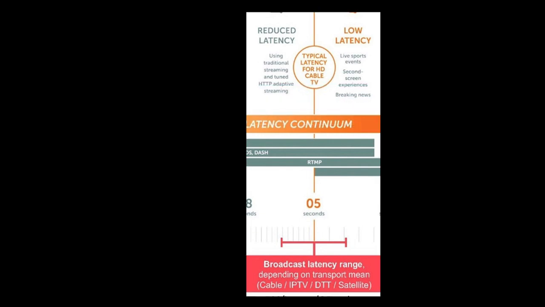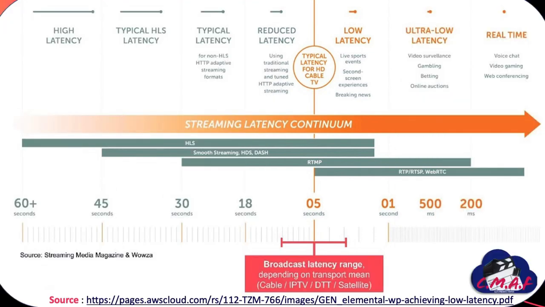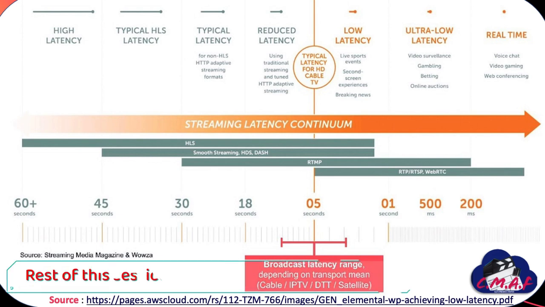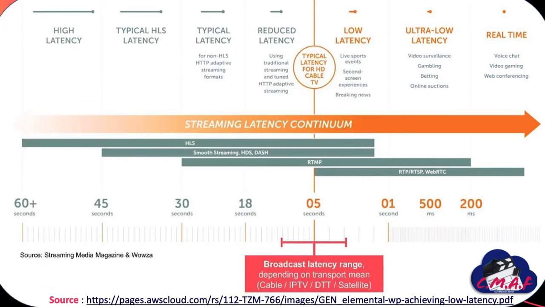5 seconds in the center is a tipping point, which is normally seen as the latency of broadcast or satellite streaming. If you want your viewers to watch the content along with the broadcast, you have to achieve 5 seconds, or something called low latency. So 5 seconds and less than 5 is considered low latency. Now, anything less than 1 second is ultra low latency or real time. To achieve that, you may have to use technologies like WebRTC.